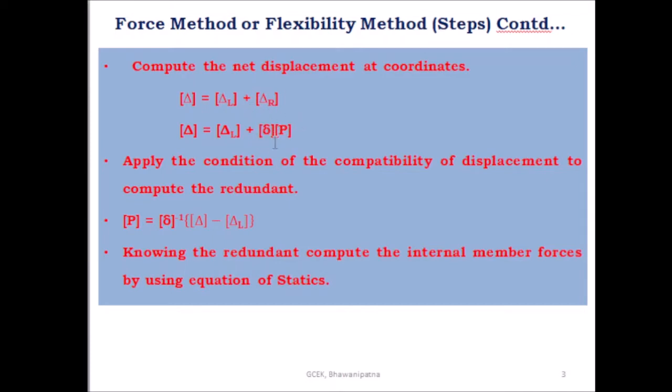This is the flexibility matrix and this is the column matrix of the redundants. Then apply the condition of compatibility of displacement to compute the redundants. You can find the redundants using the compatibility condition. So you have to take the inverse of the flexibility matrix, del inverse, times delta minus delta L. Using this relation you can find the redundants.